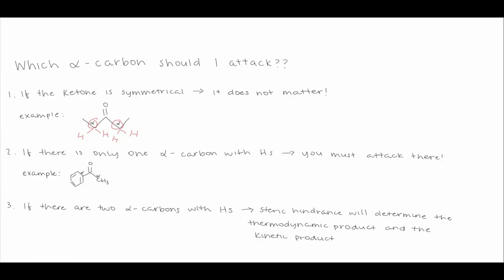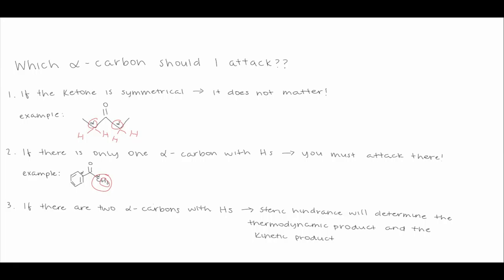And the second scenario is if there's only one alpha carbon with hydrogens. In this case, you must attack one of those. So right here, you have a phenyl ring that does not have any alpha hydrogens. It would only be on this side, so you would attack one of these alpha hydrogens.